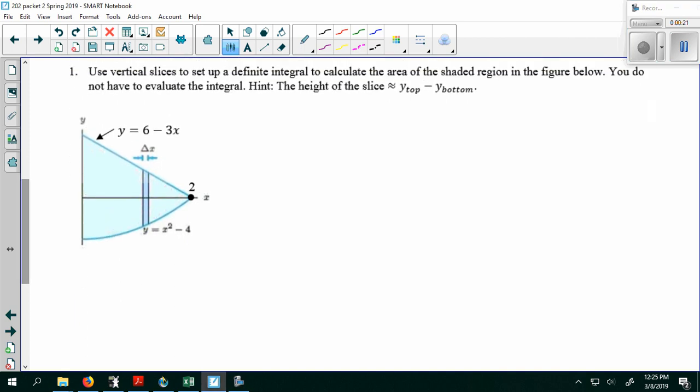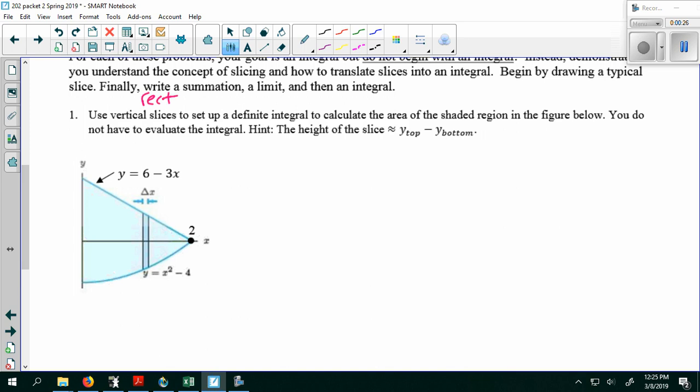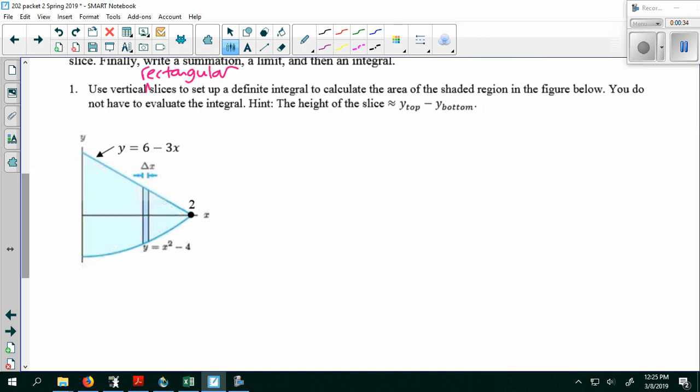Okay, so I want to use vertical rectangular slices. So I should add that word in there. Vertical rectangular slices to set up a definite integral to calculate the area of the shaded region in the figure below. Okay, we do not have to evaluate this integral. We just need to set it up. So I'm going to draw a picture of my slice. This is a random location along the x-axis between 0 and 2 that I'm going to call x sub i.